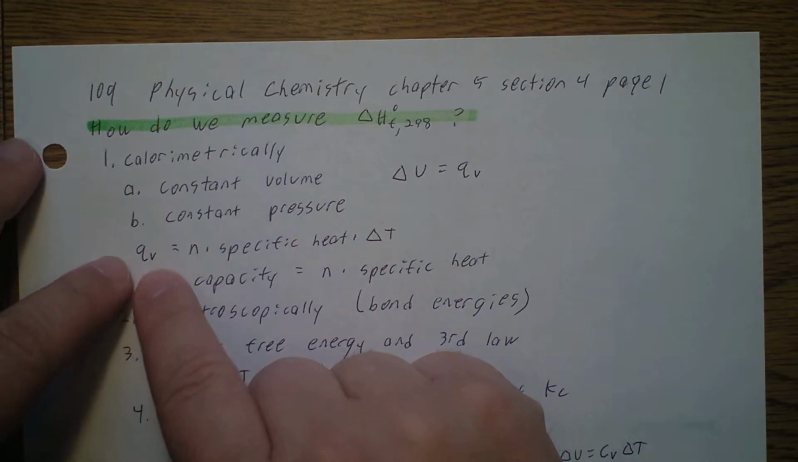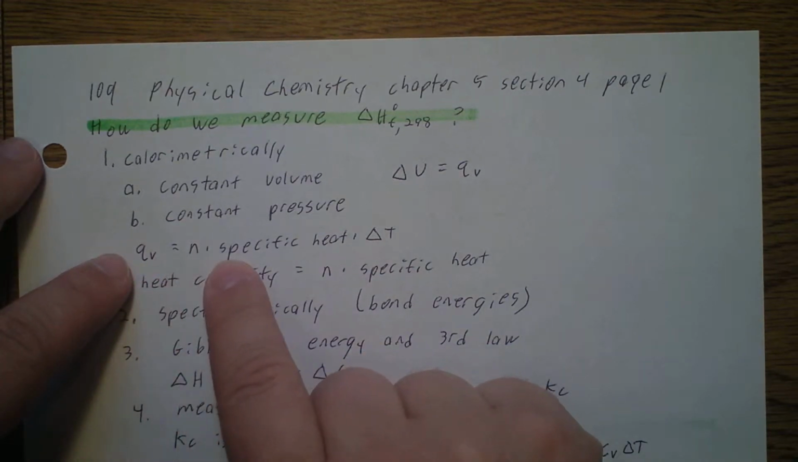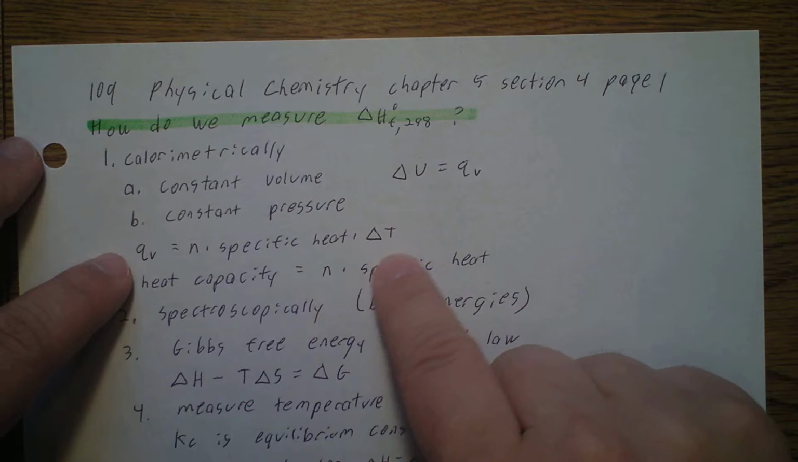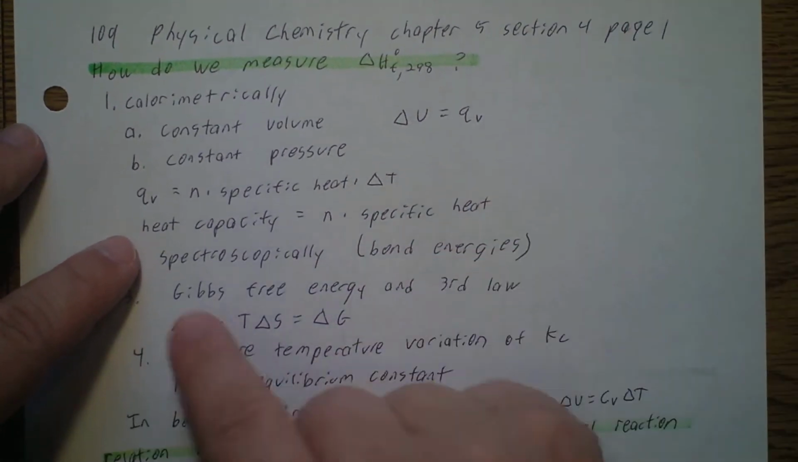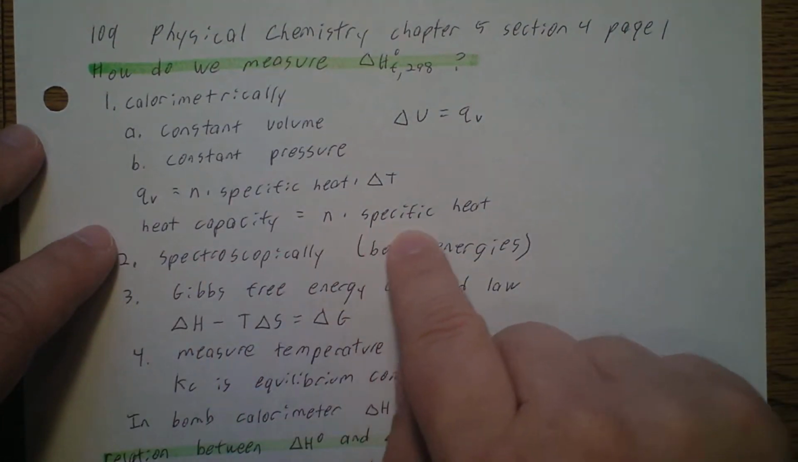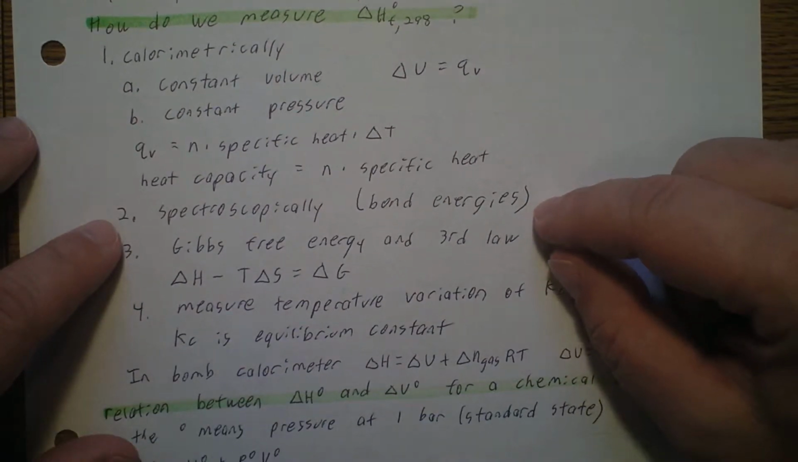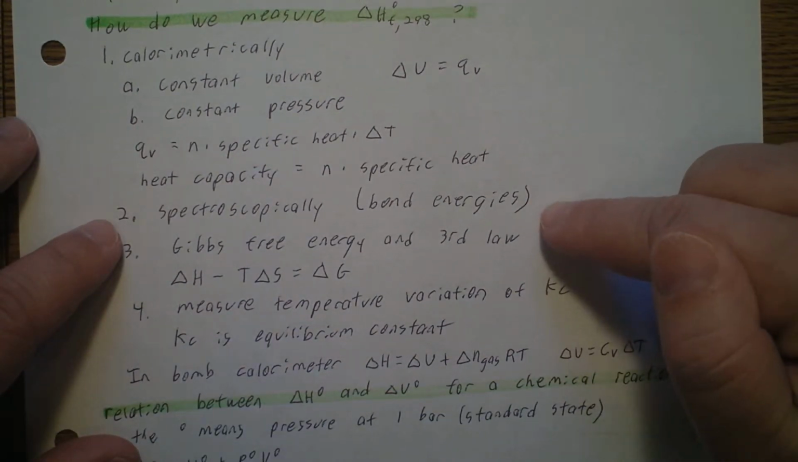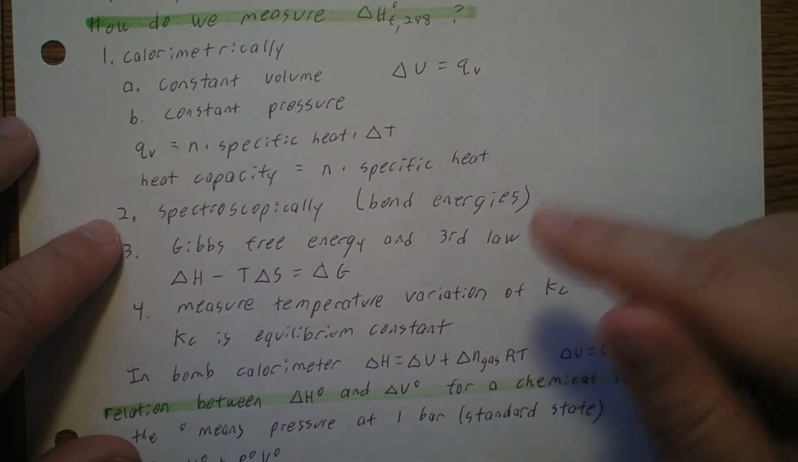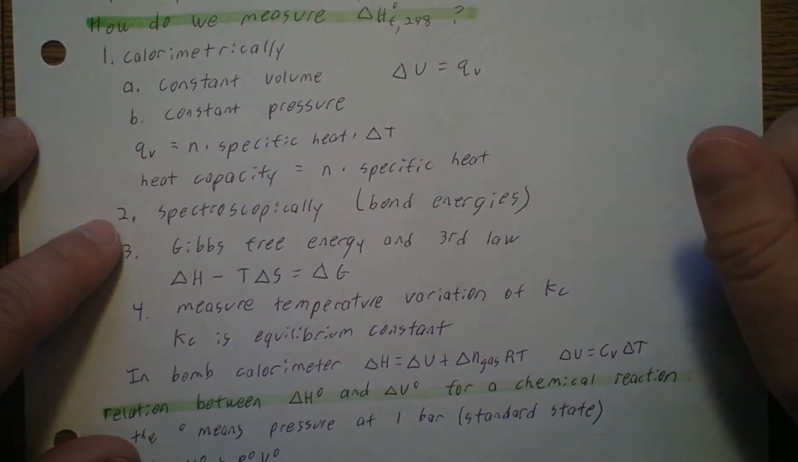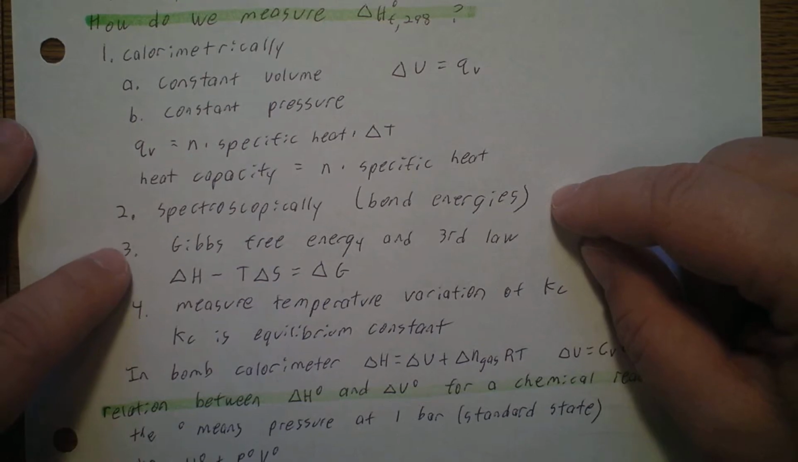Then we have the Q at constant volume is just equal to n times the specific heat times the change in temperature. And then the heat capacity is going to be n times the specific heat. Or two, we could do it spectroscopically. Anyway, that'll tell us the bond energies.